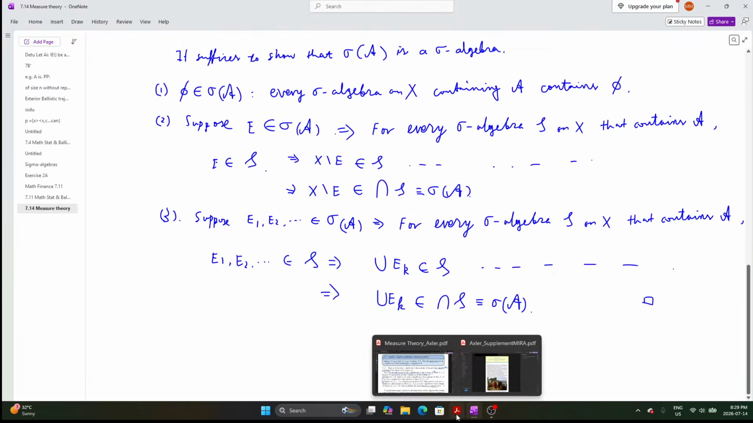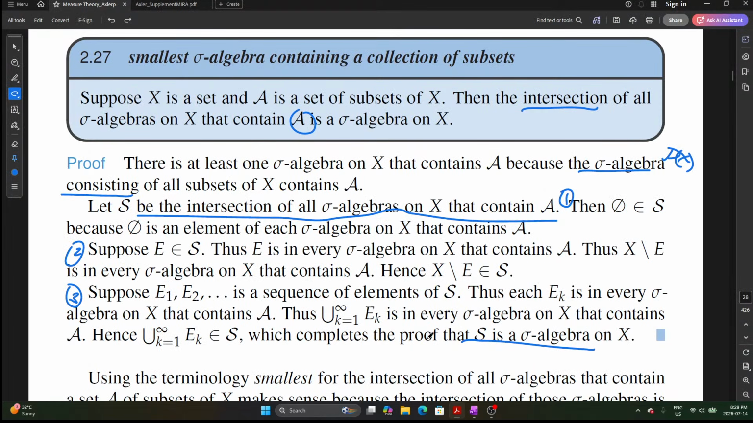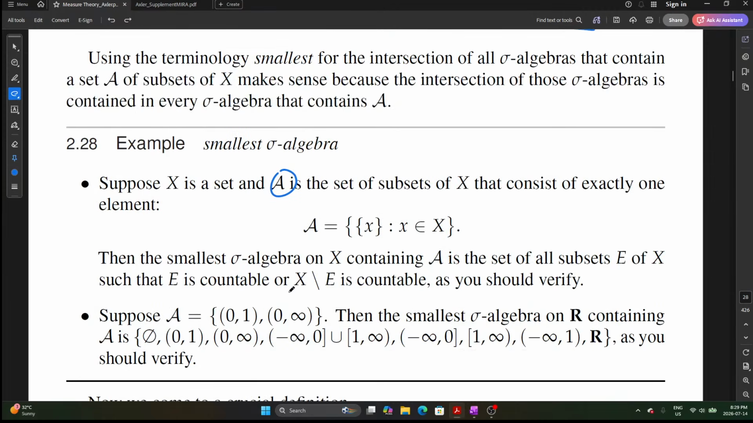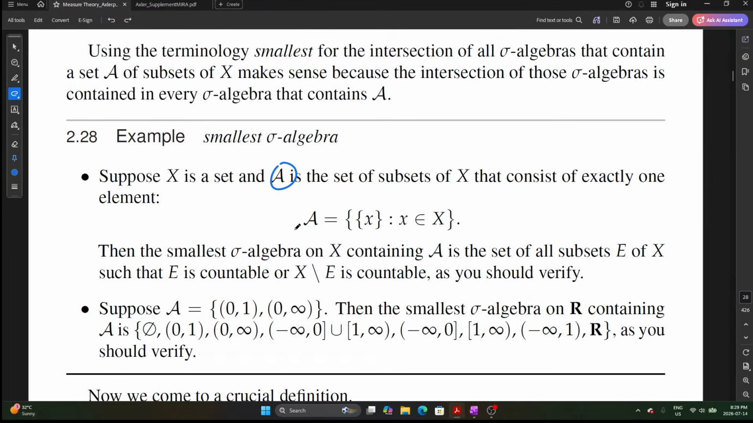Okay. Simple proposition, but it's good practice to internalize the definition of sigma algebra. And here we have the examples. The first one says, let's consider A to be the set of subsets that consist of exactly one element. So A is a collection of all singletons.